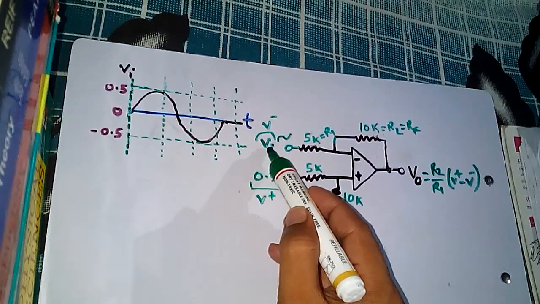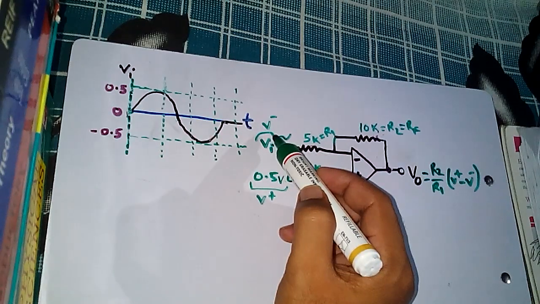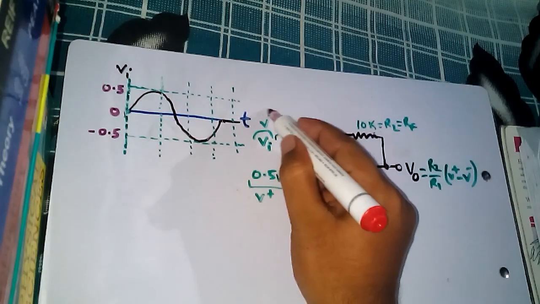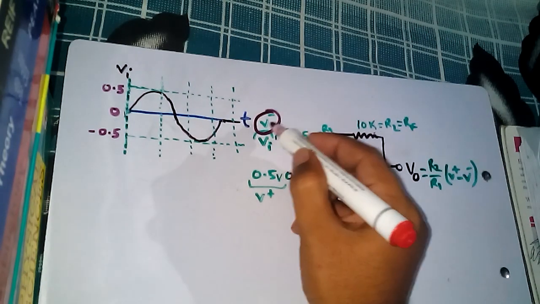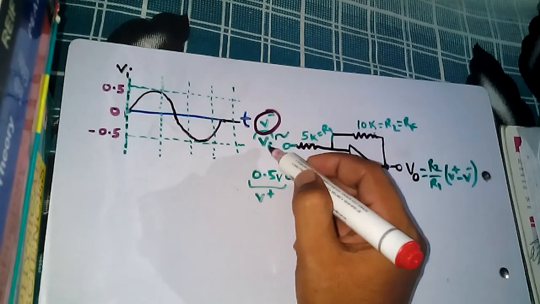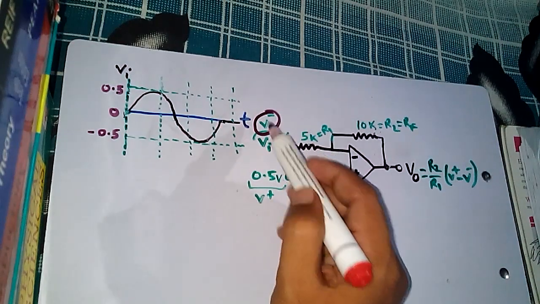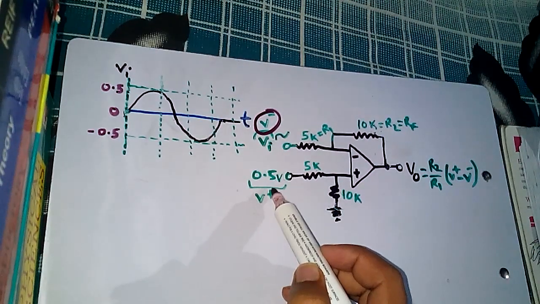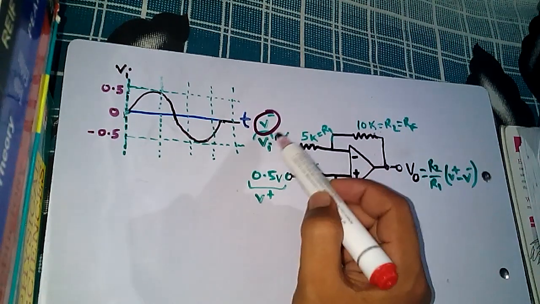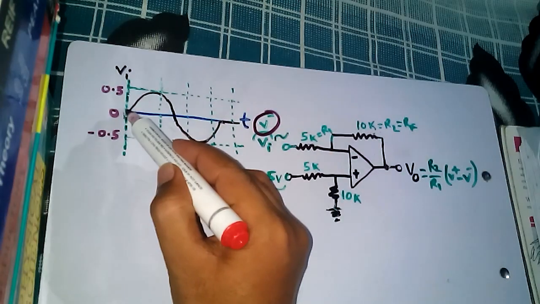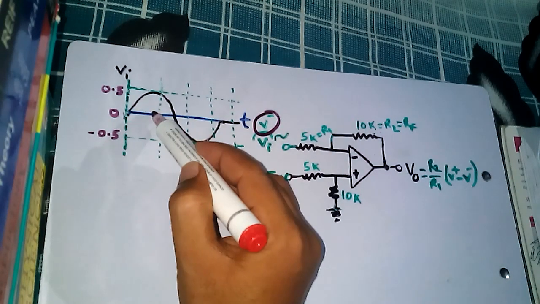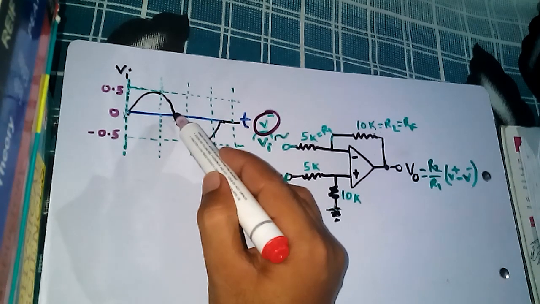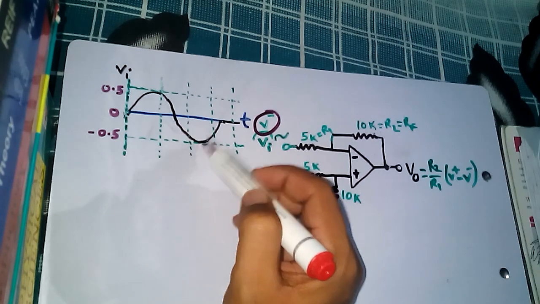This input signal Vi, you may say V minus or you may say Vi. Now the V plus signal is constant. It is always 0.5, but this is changing. It is 0 at time t equal to 0, and after a time it becomes 0.5, and then it becomes 0, then negative 0.5, then 0 again.